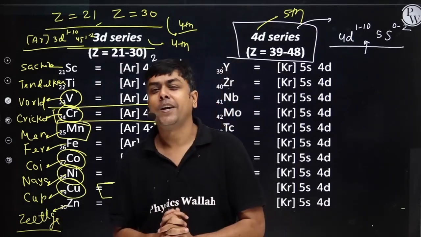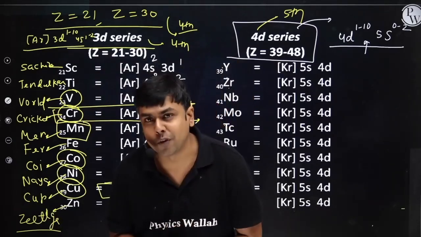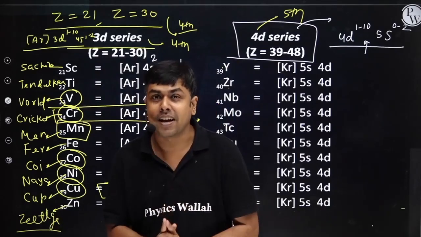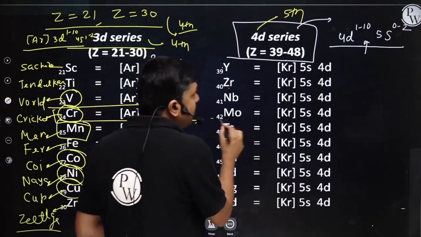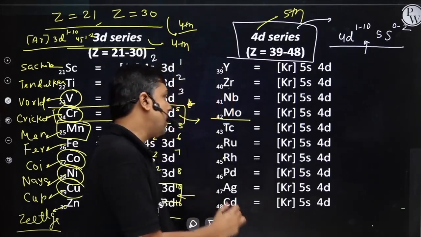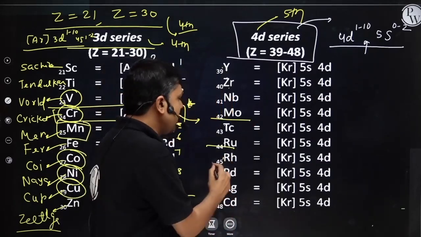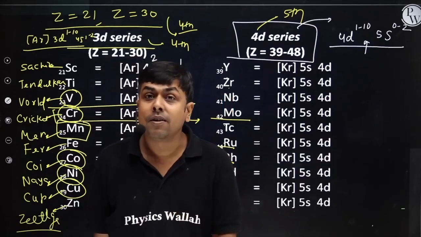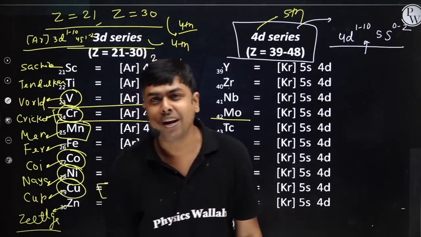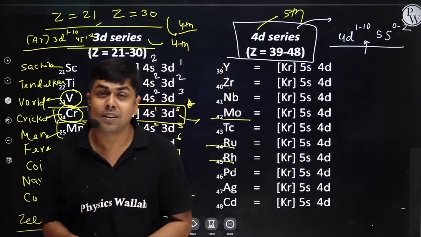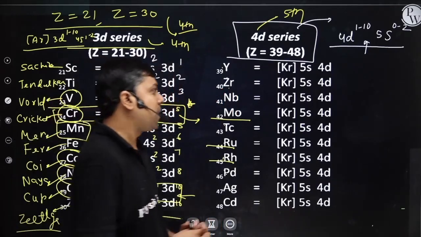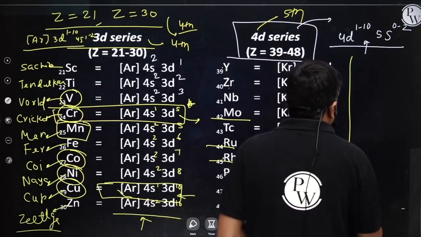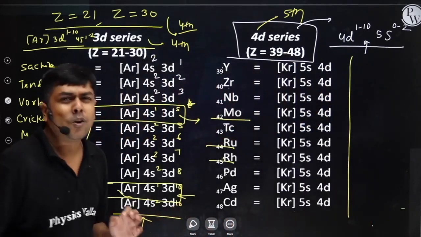Students, the elements of the 4d series are yttrium, zirconium, niobium, molybdenum, technetium, then we'll have ruthenium, rhodium, then we'll have palladium, silver, and cadmium. Students, here also I have learnt one mnemonic and I'm going to use that one. This mnemonic is also in Hindi only, but not that difficult.